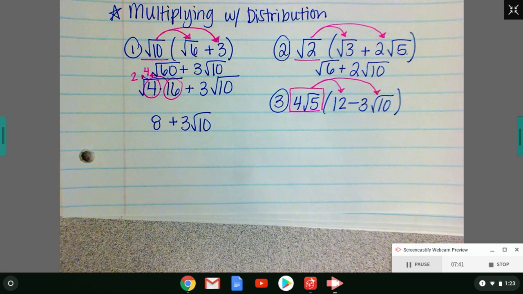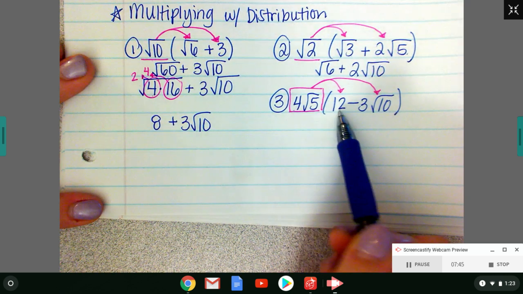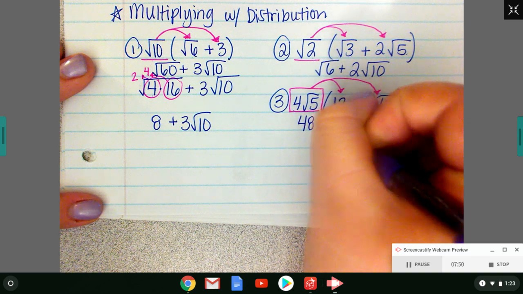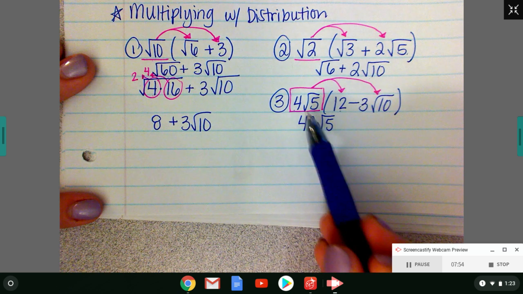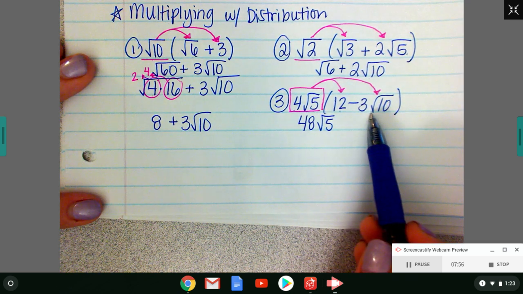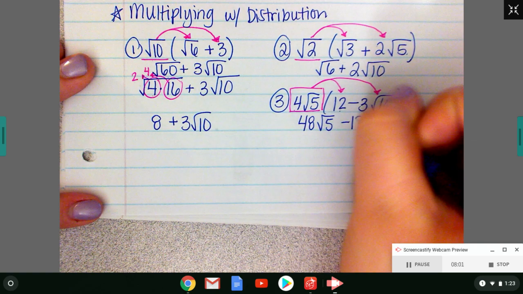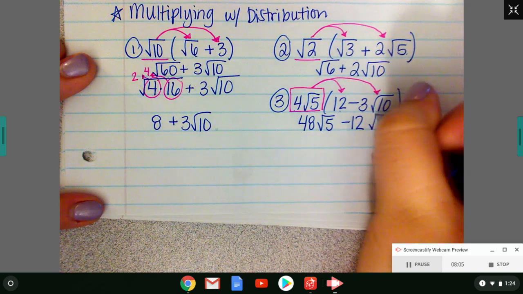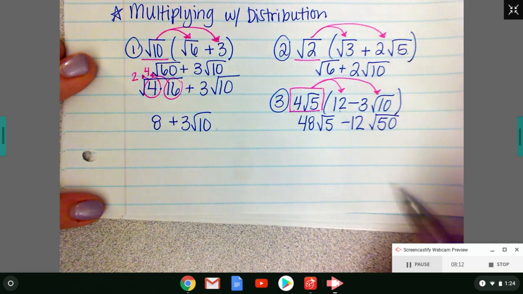All right, so 4 root 5 times 12. We can multiply the things that are on the outside together, 4 and 12. 4 times 12 is 48. And then the root 5 is the only thing on the inside there. Then we've got 4 root 5 times negative 3 root 10. So the things that go together are 4 and negative 3. We can combine those to be a negative 12. And then root 5 times root 10 is root 50. We'll see where we can simplify. So root 5, that can't get simplified at all.